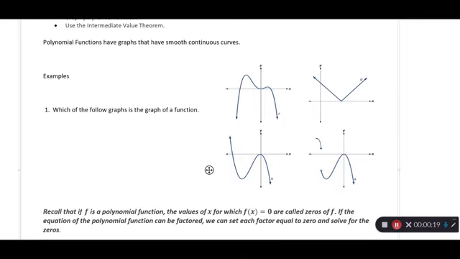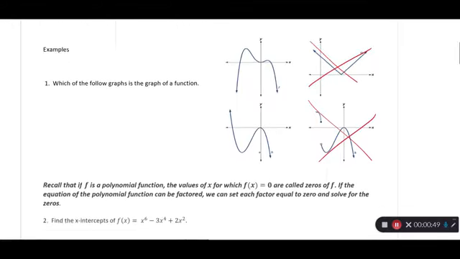Okay, so when we're looking at these graphs right here, that is not a polynomial function. It's not smooth and continuous. This one, it's not continuous. Smooth, but it's not continuous, not a polynomial. The top and the bottom on the left, those are smooth and continuous. You can trace along it without having to pick up your pencil or give any sharp points. So that is the graph of polynomial functions.